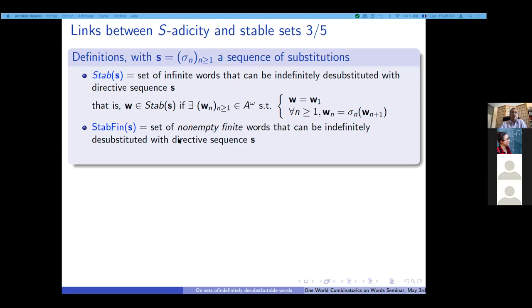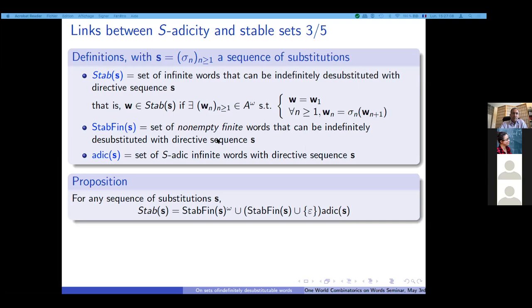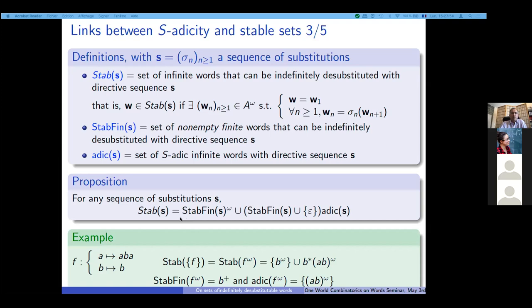And finally, I need to express a relation between S-adic and stable set. I will need the set Adic of S, which is the set of S-adic infinite words with this directive sequence S. And we have this relation: the stable set, the set of infinite words that can be indefinitely desubstituted with a sequence S, is the set of all words that I can obtain considering infinite concatenations of non-empty finite words that can be indefinitely desubstituted with this directive sequence, plus the adic words preceded by one word in Stabfin of S. I will not prove this proposition, which is maybe quite natural. I illustrate it with an example, which is the previous example still considered.